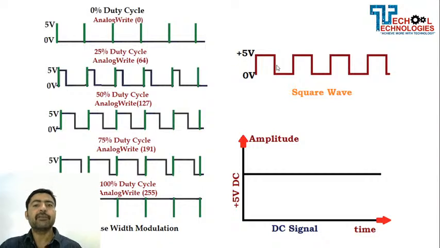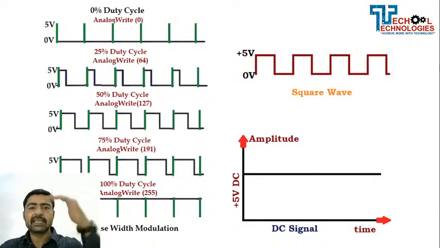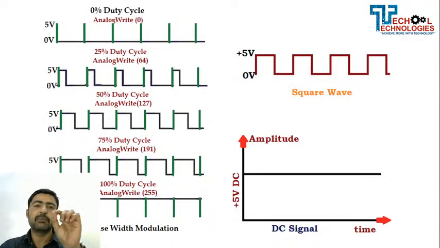What is a square wave? A wave which is high and low with the same interval. As you are seeing, this square wave goes from 0 to 5 volts, then 5 to 0 volts, then again 5 volts, then 0 volts. So the wave is changing its position from 0 to 5 volts at some interval. And this second one is a DC signal, which is 5 volts continuously. It is not changing; its level is 5 volts continuously.